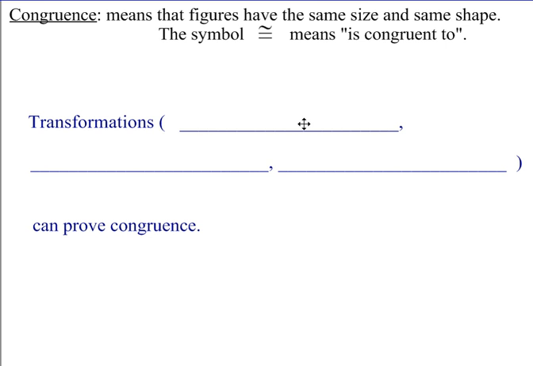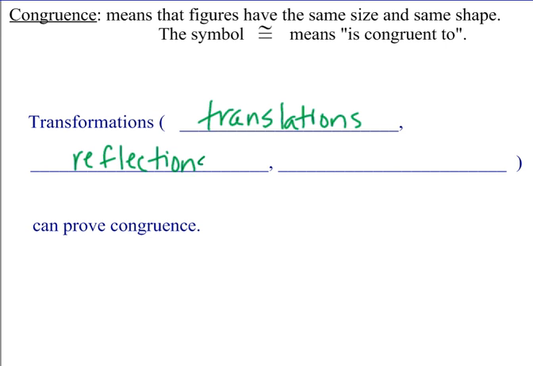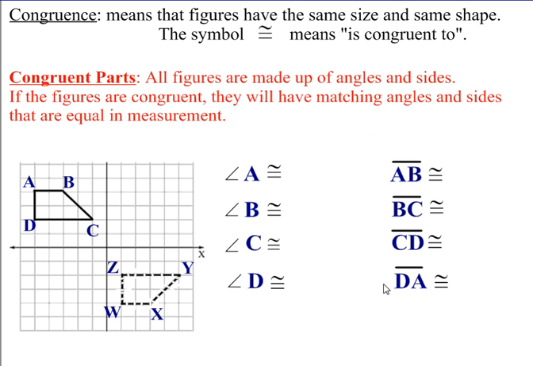So let's go over some things that transformations can prove congruence, and there are three types of transformations that allow us to do that. The first is translations, reflections, and rotations. All three of these types of movements actually just move position, move orientation. They don't actually change the size or the shape, and because of that, they can prove that two figures are congruent.